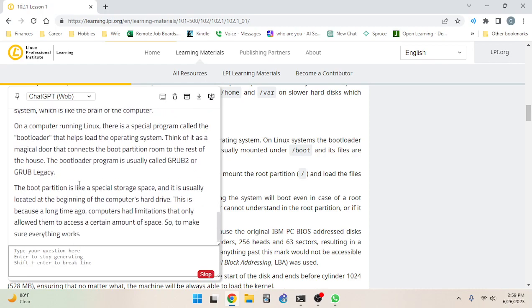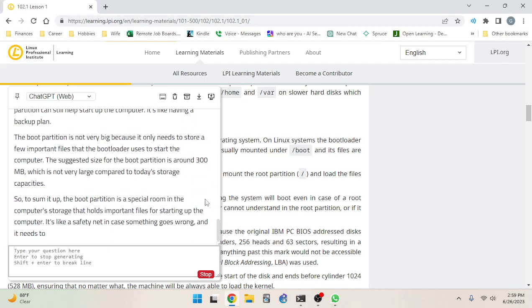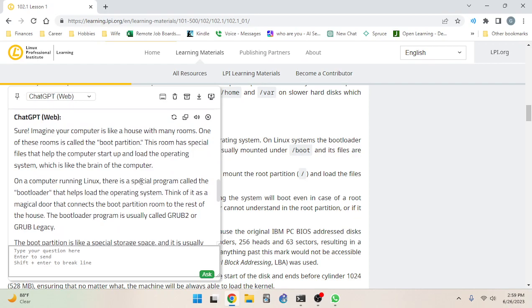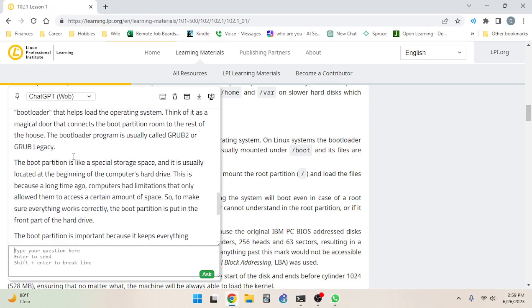Okay, so imagine your computer is like a house with many rooms. One of these rooms is called the boot partition. This room has special files that help the computer start up and load the operating system, which is like the brain of the computer. On a computer running Linux, there's a special program called the bootloader that helps load the operating system. Think of it as a magical door that connects the boot partition to the rest of the house. The bootloader program is usually called grub2 or grub legacy.